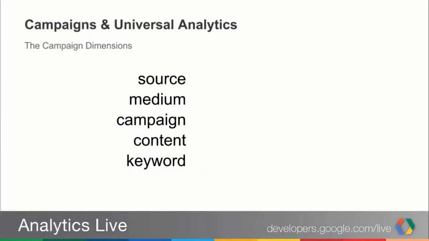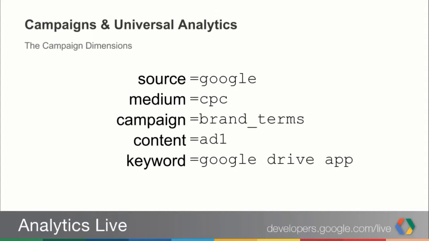So let's start with campaigns and Universal Analytics generally. As probably most of you know, and this has been the case for some time, there are really five main campaign dimensions: source, medium, campaign, content, and keyword. These five dimensions can be used to describe any of your marketing campaigns. In this example, I'm showing you an AdWords campaign, a CPC campaign. But it could be used to track marketing emails or newsletters, or links from your website to the Google Play Store, whatever it is. You can use these five dimensions and give them values that describe the source.